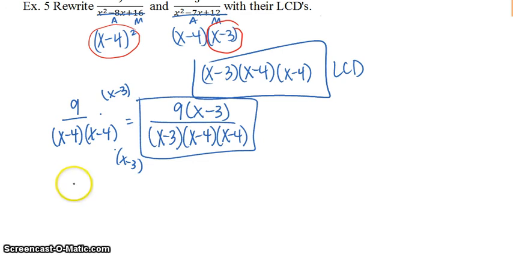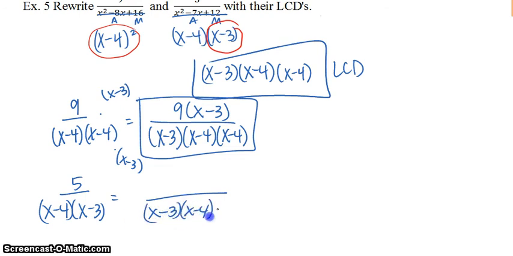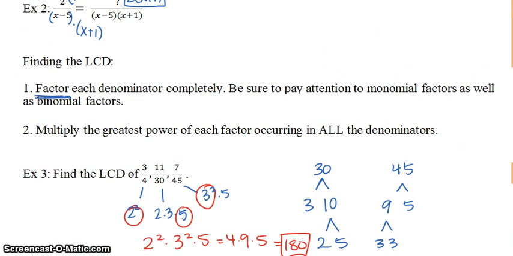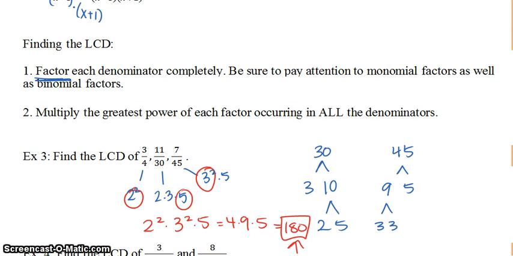And then I have 5 times x minus 4, x minus 3, and I need it to be equal to x minus 3 times x minus 4 times x minus 4. What did I have to do to get from this denominator to this denominator? I needed to multiply by an x minus 4. Okay, and then I have 5 times x minus 4. So again, the key thing is to factor. Then we need to find the greatest power of each factor to help find the LCD. There you go.